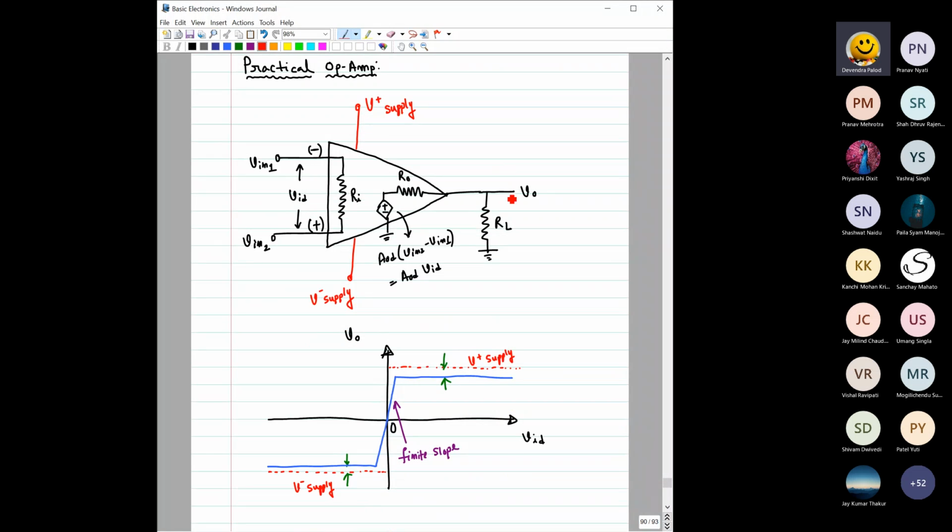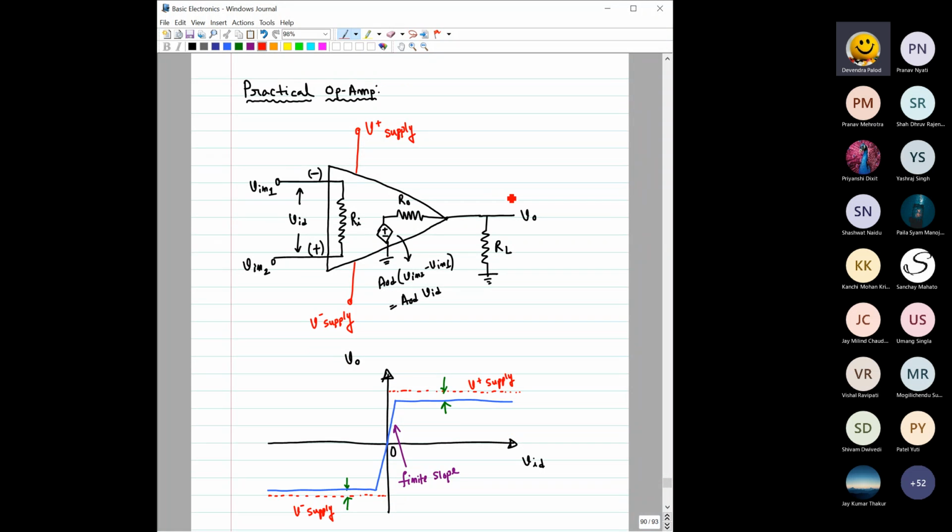Okay. So what about the practical op amp? For a practical op amp, see the difference. Earlier, between the inverting and non-inverting terminal, the resistance was infinite. But here you can see we have a resistance Ri, and this Ri is actually not infinite. So Ri is finite, and the input resistance of this op amp is now finite. This is a deviation. Then here we have the V plus supply and V negative supply.